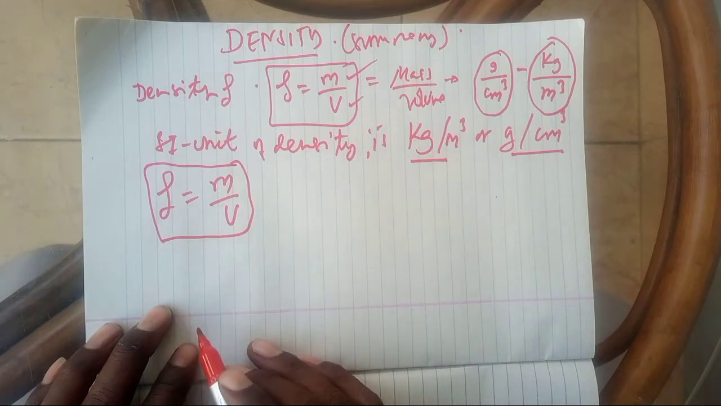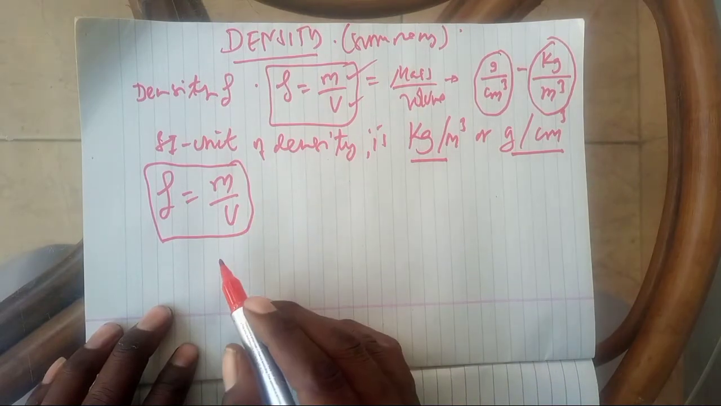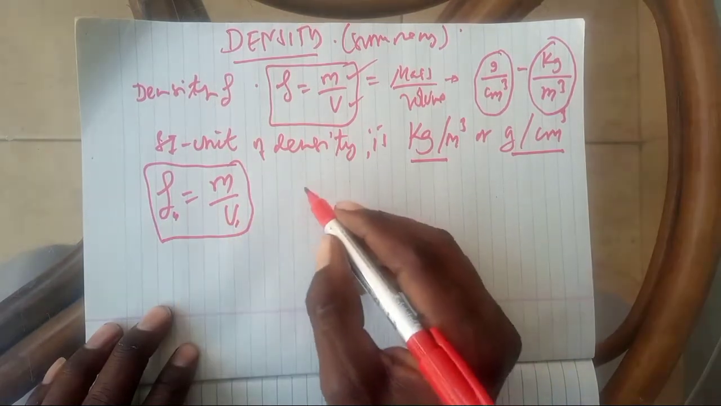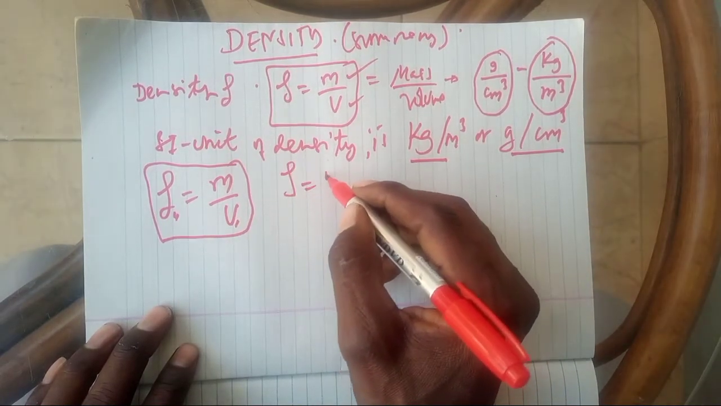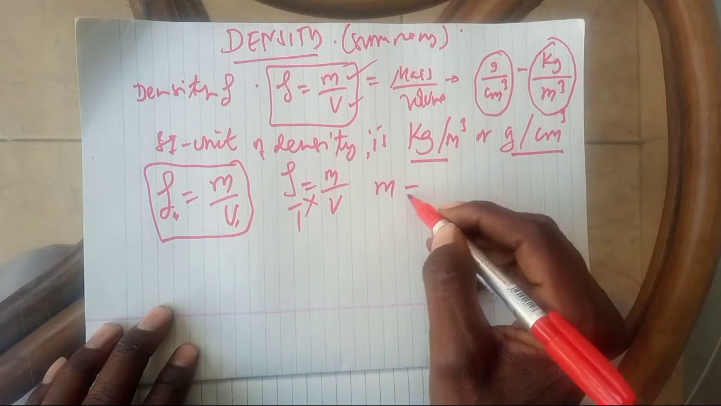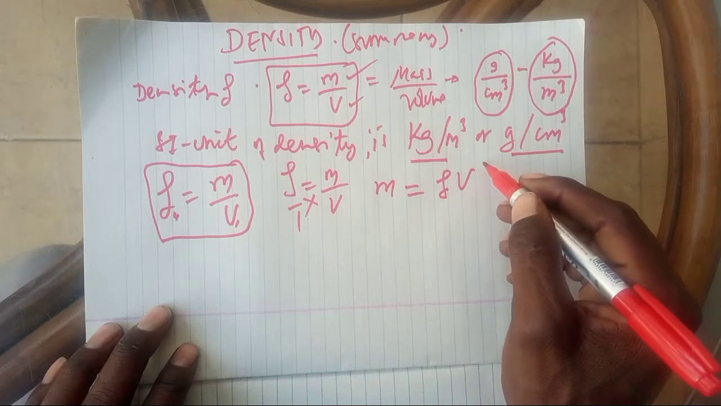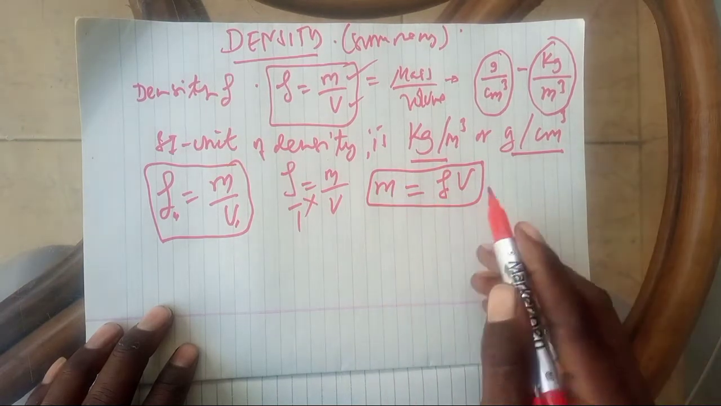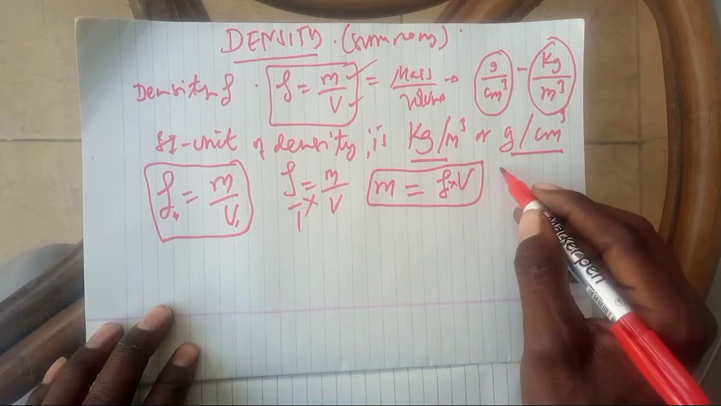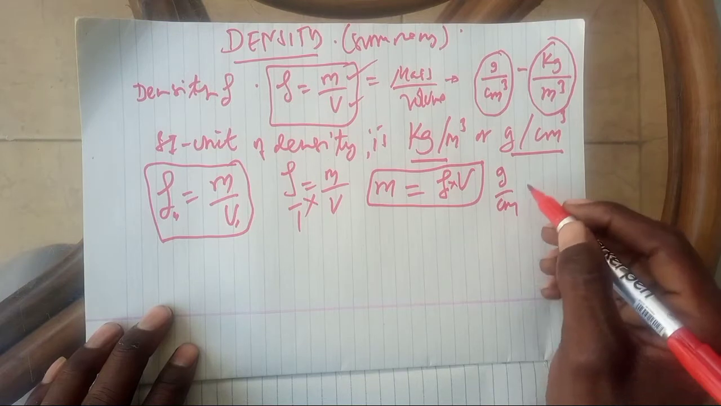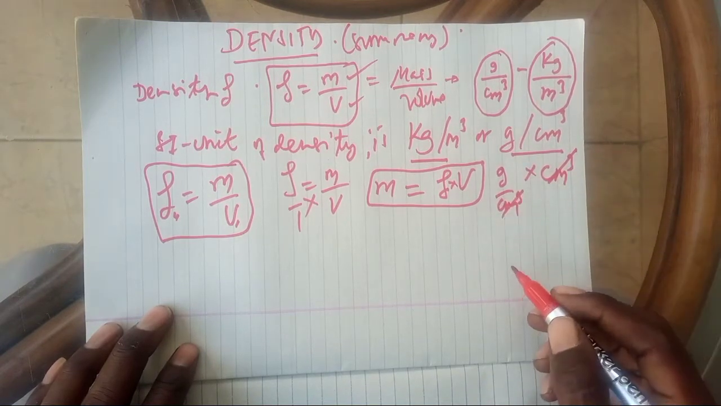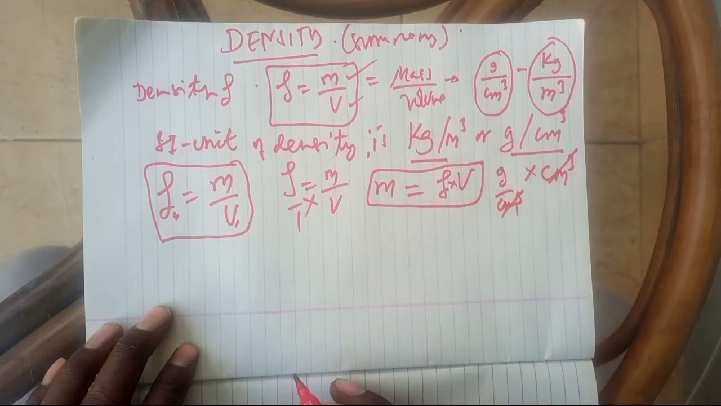But sometimes you may be asked to find out the mass of the substance. Once you've been given density and volume, you do cross multiplication. Density is equal to mass over volume over 1, you cross multiply. Therefore, mass will be given as density times volume. Kwa manake, kupata mass sasa, unachukua density unamultiply na volume, ambapo density is gram per centimeter cubed times volume, which is centimeter cubed. This ends up cancelling, therefore you get mass, which is in gram.